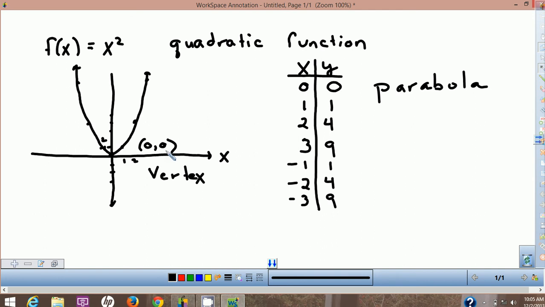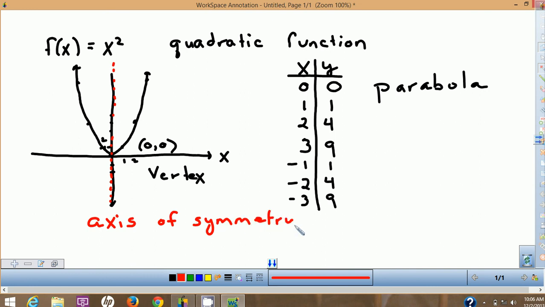We also want to notice at this point that we have a line of symmetry on this graph, that the graph looks exactly the same on one side as it does on the other. We call this the axis of symmetry. This axis of symmetry divides our graph exactly in half. It is exactly the same on one side of the axis of symmetry as it is on the other.